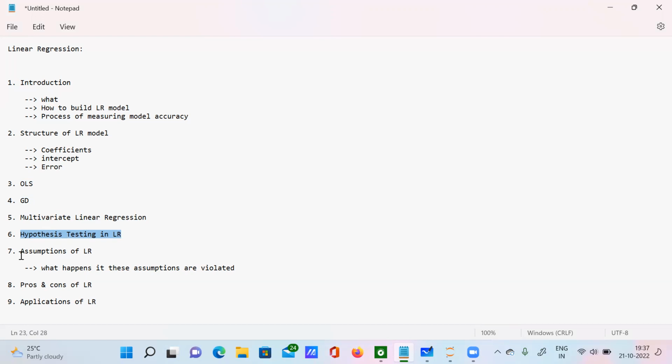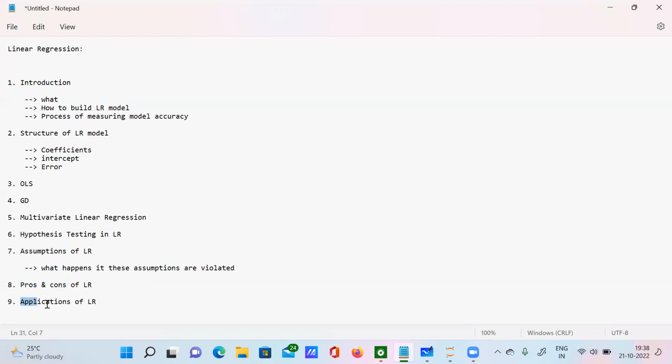And then I'm going to tell you what all the assumptions involved in the linear regression model are, and what happens if some or all of the assumptions fail to meet the requirements. In that case, what steps do we need to take to build the linear regression model if some of the assumptions fail? And then finally, I'm going to tell you the pros and cons, the advantages and disadvantages, of the linear regression model.